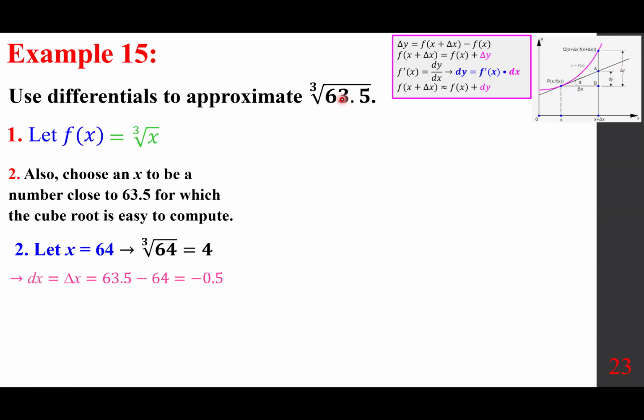dx is the difference between the two, which makes it negative 0.5. So 63.5 minus 64 is negative 0.5. What it means is we know cube root of 64 is 4. We don't know what's cube root of 63.5, because dx is negative, for sure it has to be less than that. And it will work out to be less than that. And that's the idea, everybody.